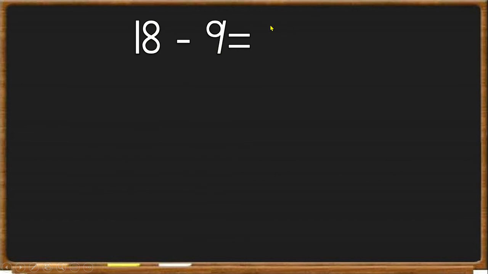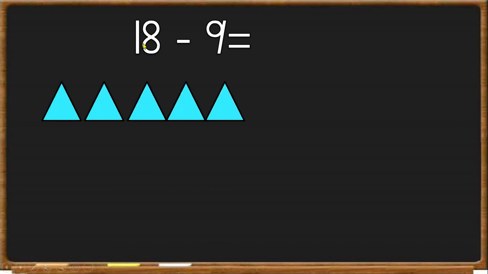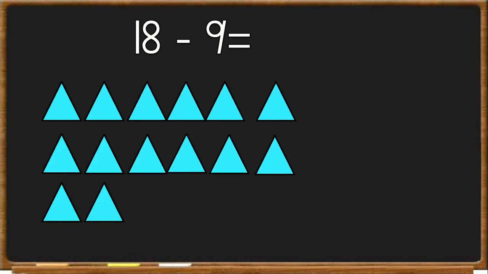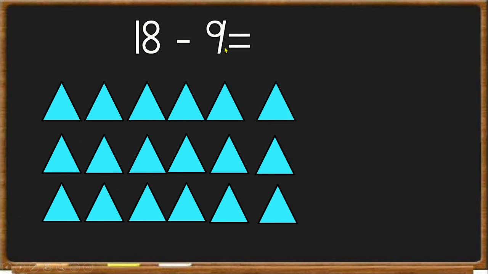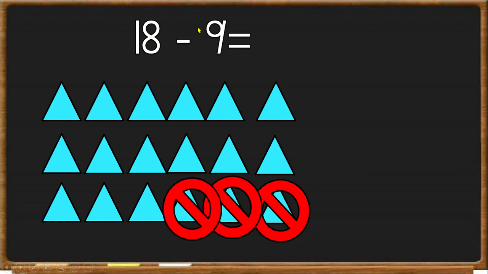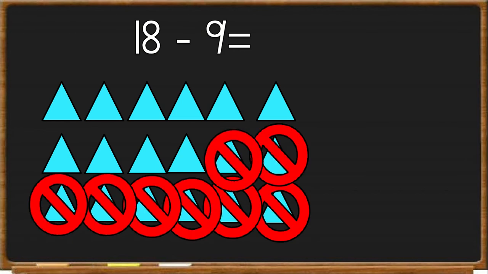We can also use this method when taking away or subtracting. So I'm going to draw 18 triangles, and then I'm going to take away 9. So I have 18 triangles. Now I'm going to take away 9 of them. So 1, 2, 3, 4, 5, 6, 7, 8, 9. Then we're going to count how many is left. 1, 2, 3, 4, 5, 6, 7, 8, 9. So 18 take away 9 leaves us with 9.